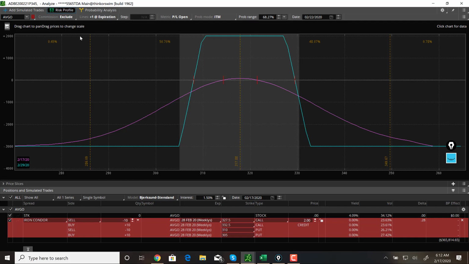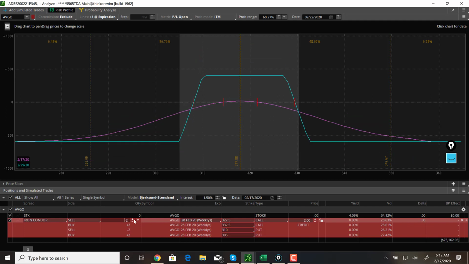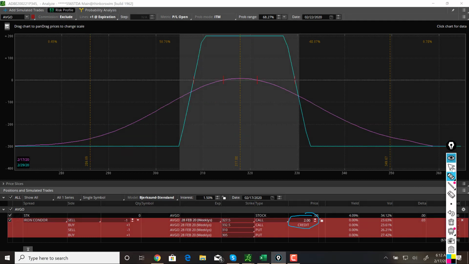So this is what the risk graph looks like. So we'll do this on a 1 contract basis, 1 position. And I'll explain how all this works. So right here is the expiration date. So that's when the options expire worthless. So we want the price to stay between 327.50 and 310 until February 28th. That is the goal. And with you getting paid $2, that means you're going to make $200 and risk $300 per 1 contract.